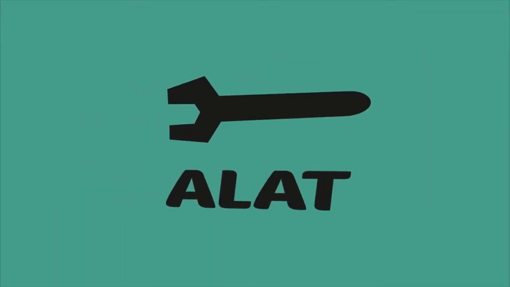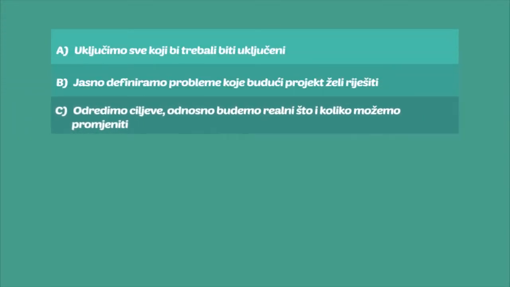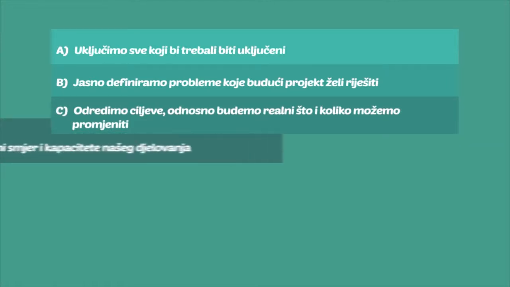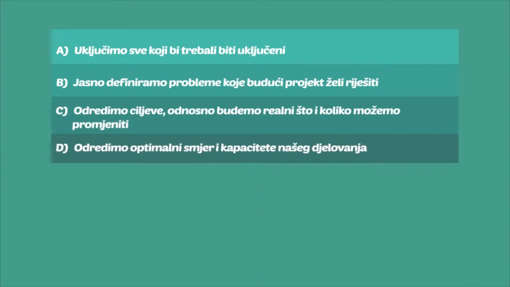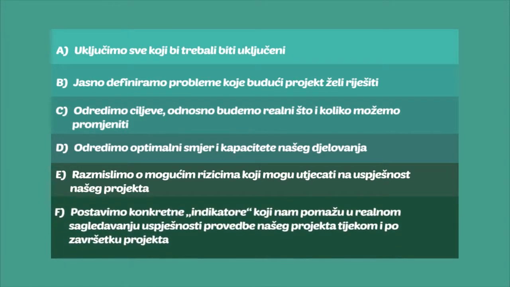It is a tool to aid the development of a project idea in such a way that it includes everyone that should be included, clearly defines the issues that the future project aims to solve, sets the goals, i.e. is realistic of what and how much can be changed, lays out the right course and capacity of actions, determines the possible risks that may affect project success, and sets clear indicators that enable a realistic overview of how successful the project implementation is during and after the project is completed.